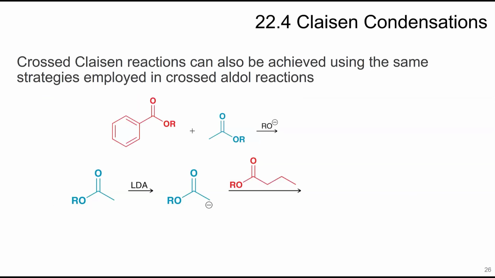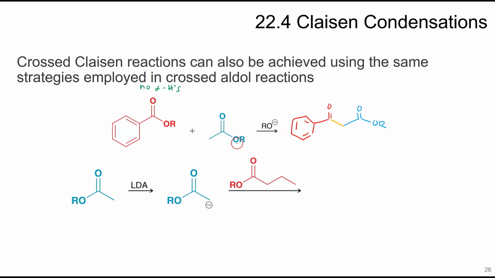We can do cross-Claisen condensations using the same strategies as the aldol. So here there's no alpha protons. This one has 1. So when you're drawing your product, the one with the alpha protons is going to be the nucleophile. So that's the one that you draw first. Draw a new bond, and then everything except for the OR is going to get added. So that would be your product there.